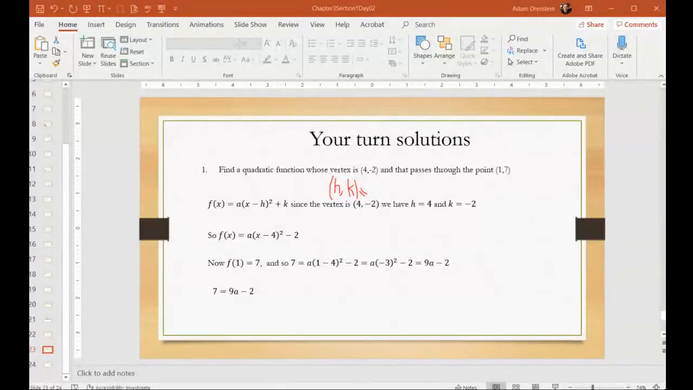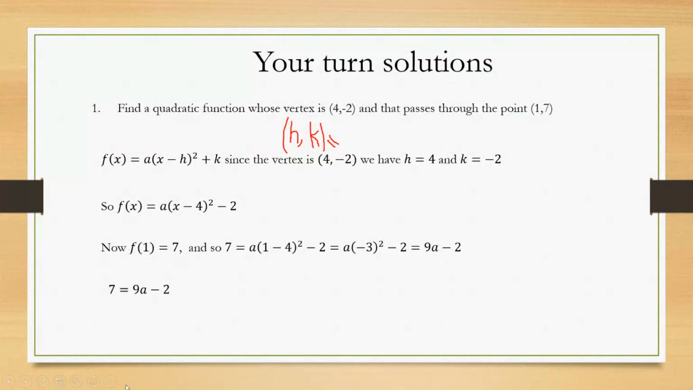So we need to figure out what a is. Okay, well, let's do that. So to get a, we know that it's given: the graph passes through the point (1, 7).